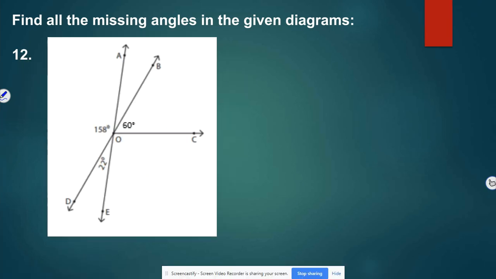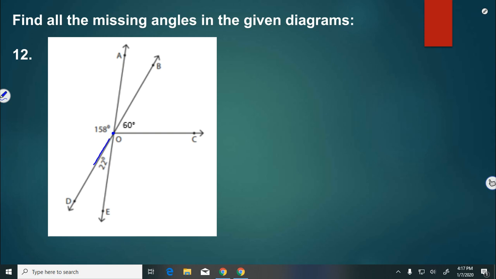Okay, number 12. Again, we have to keep in mind vertical angles being congruent. So here's our vertex, and this is 22 degrees, so this is also 22 degrees. Okay, and then this angle here is 158, so that means this angle here should also be 158. Now, I think that's a 60 there. If it's not a 60, change it to a 60 and we'll go from that. So we have to do 158 minus 60 to get that. All right, so we bring down our 8 and 15 minus 6 is 9. So this would be 98 degrees.